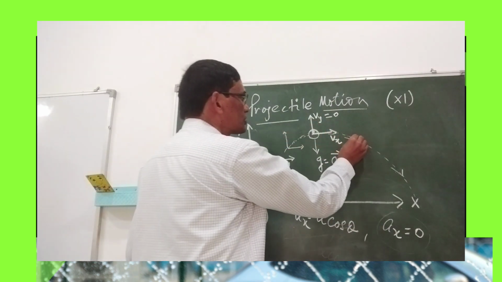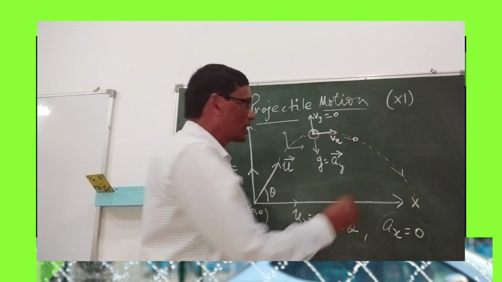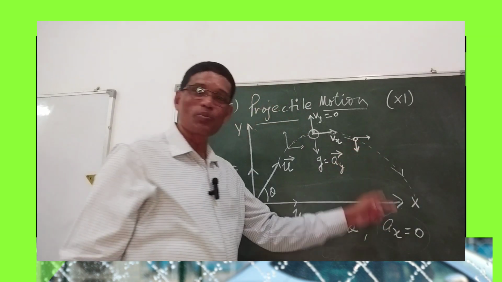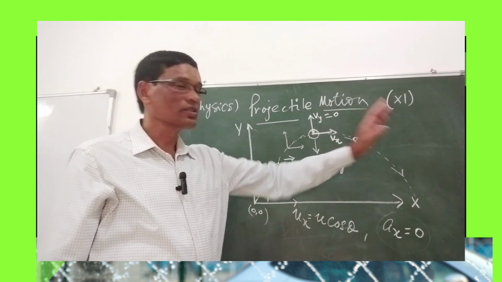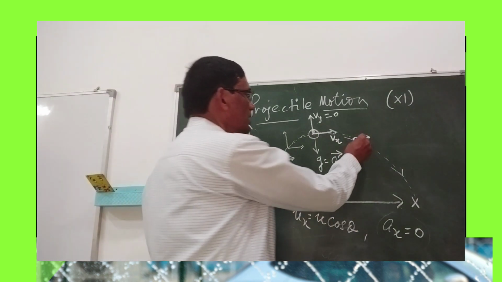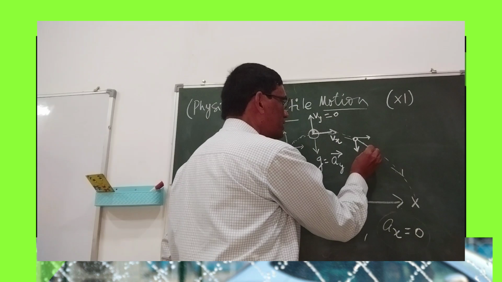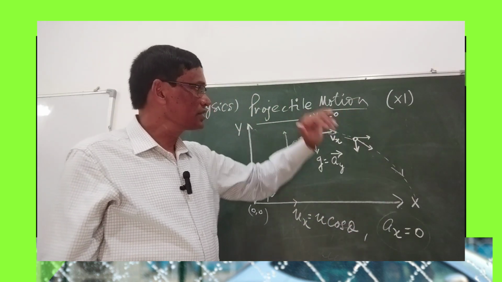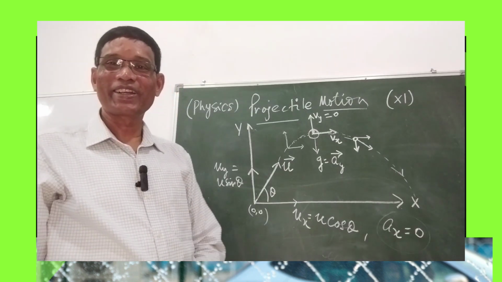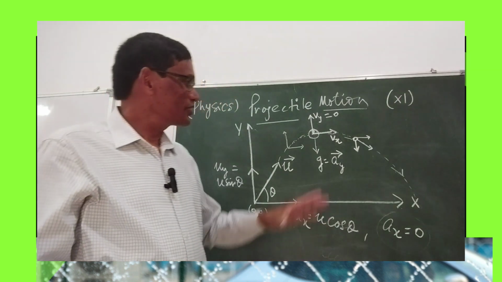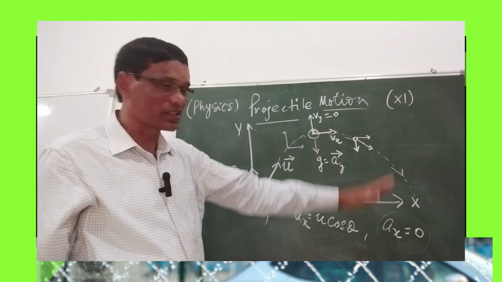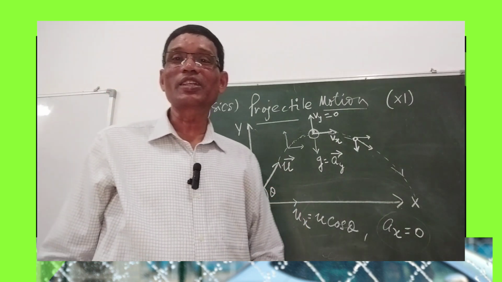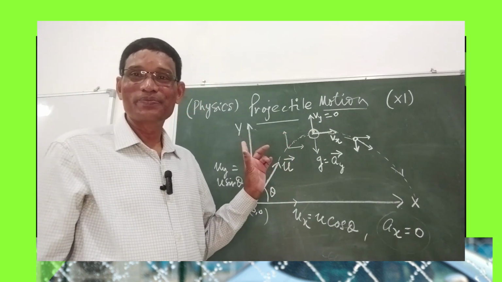But the moment it comes to any other point here, now it has the x component and it has the y component of its velocity. It has its velocity vector at any instant resolved into the components x and y, right? So this is to be understood very clearly for projectiles, that ux is independent of uy.